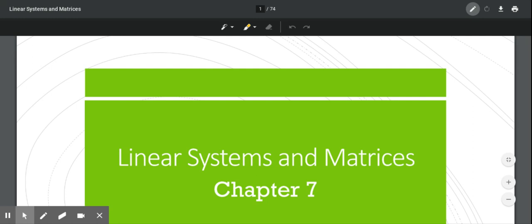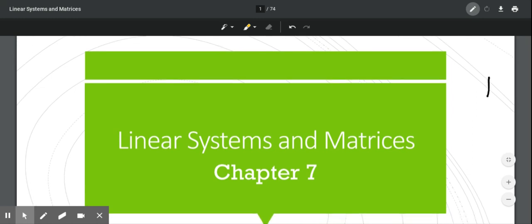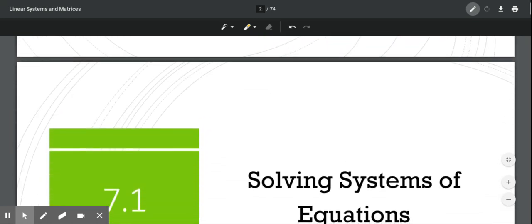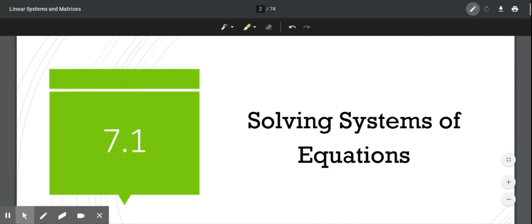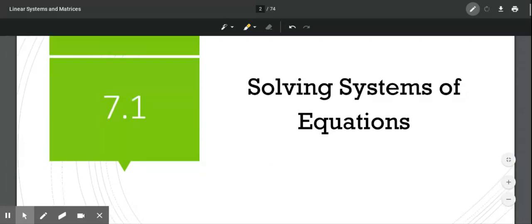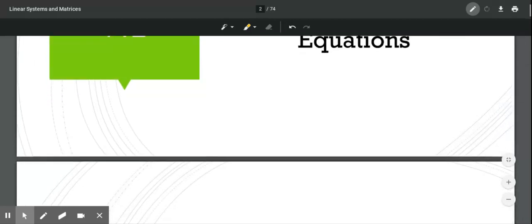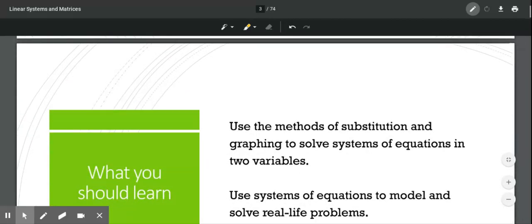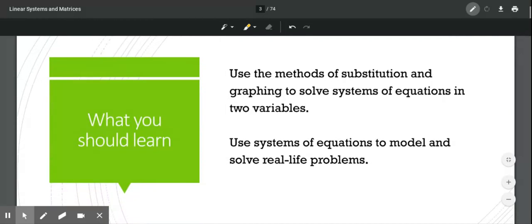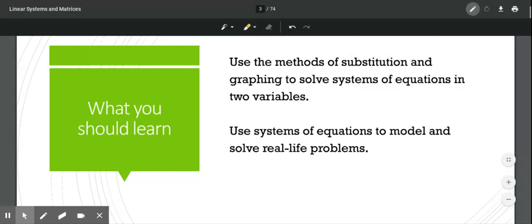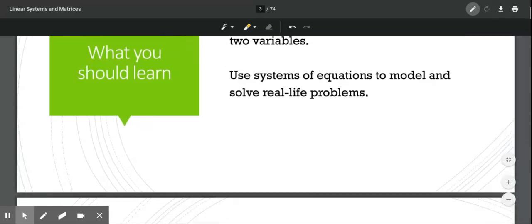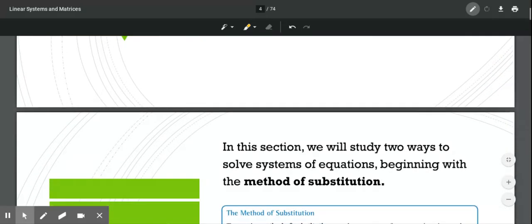All right, so your linear systems and matrices, the first section is just solving systems of equations. And you've done this before, but there's a couple more complex systems that we'll work on in this section. The first way that we're going to solve systems is using substitution, which you're probably familiar with and feel like you've already done this. So we'll just quickly zip through it.